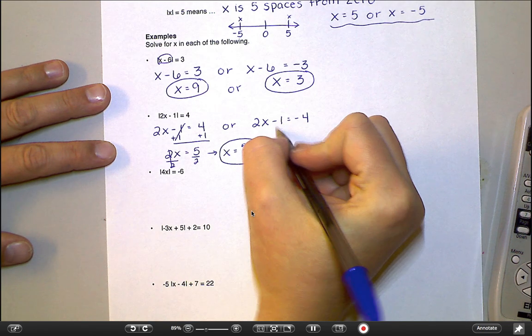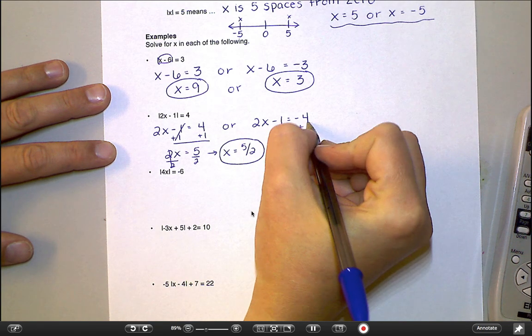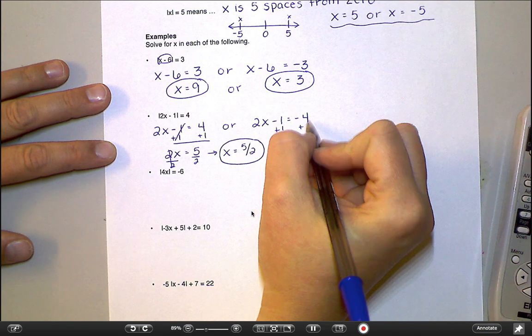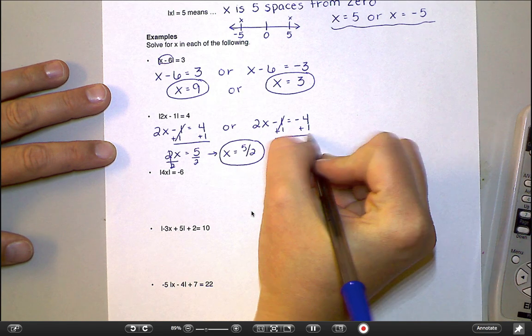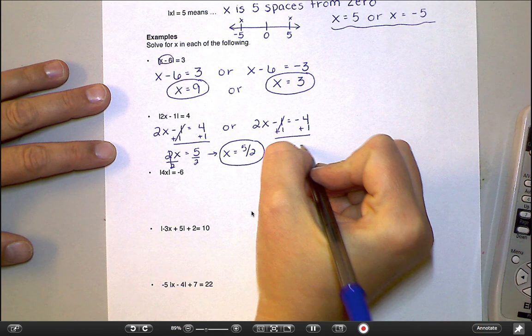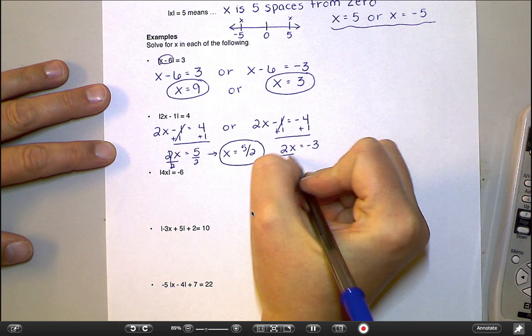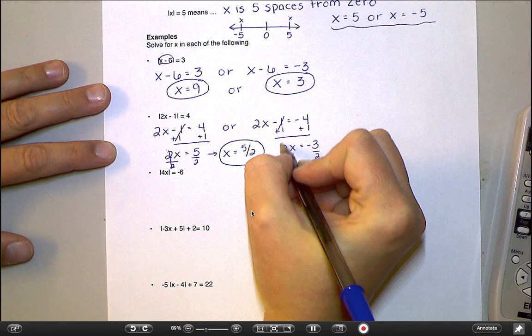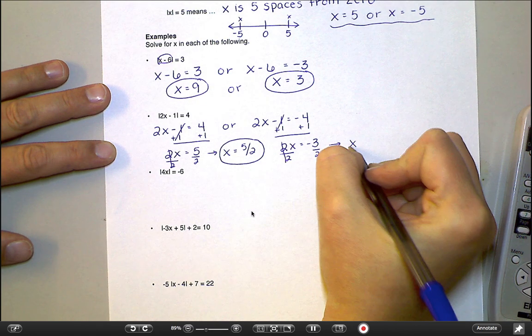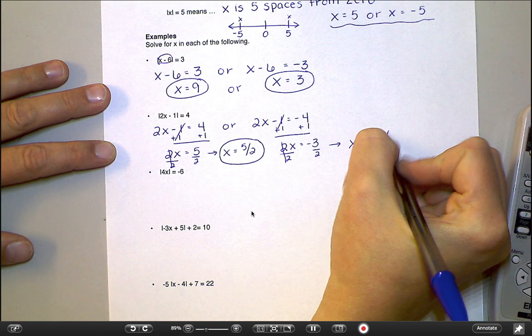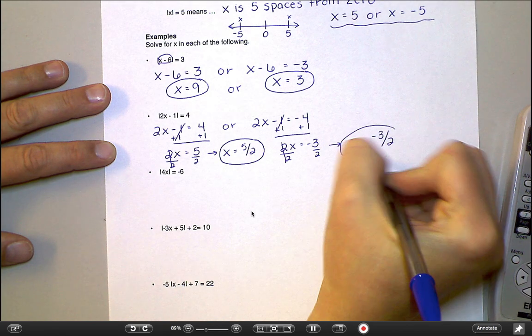Or if I add 1 here, I don't get 5 this time. I get negative 3. So I have 2x equals negative 3. Divide by 2, and I end up with x equals negative 3 halves as my other possible solution.